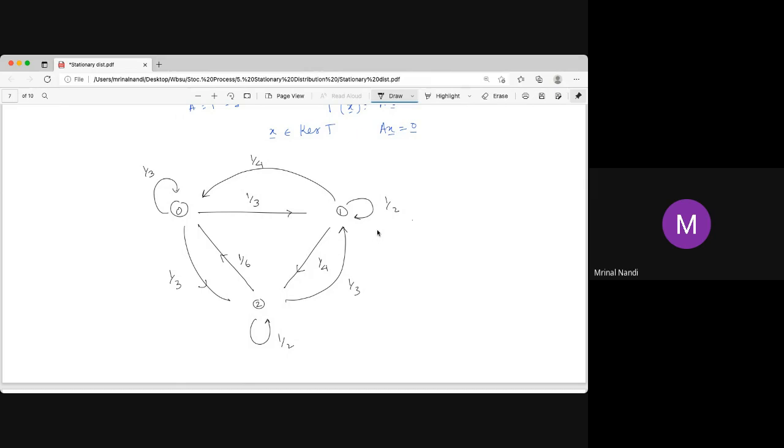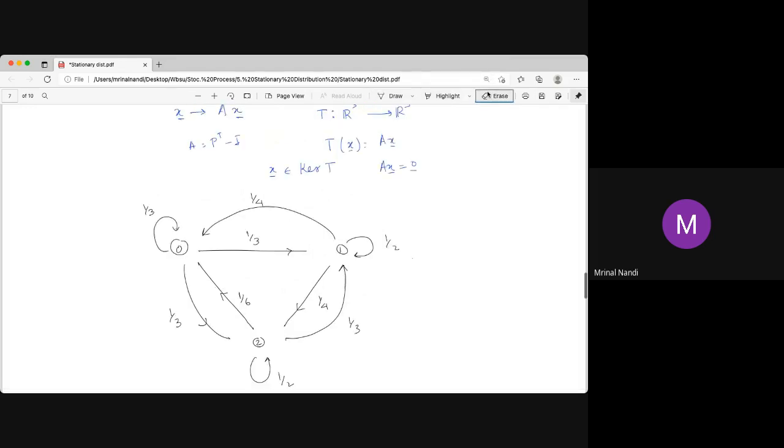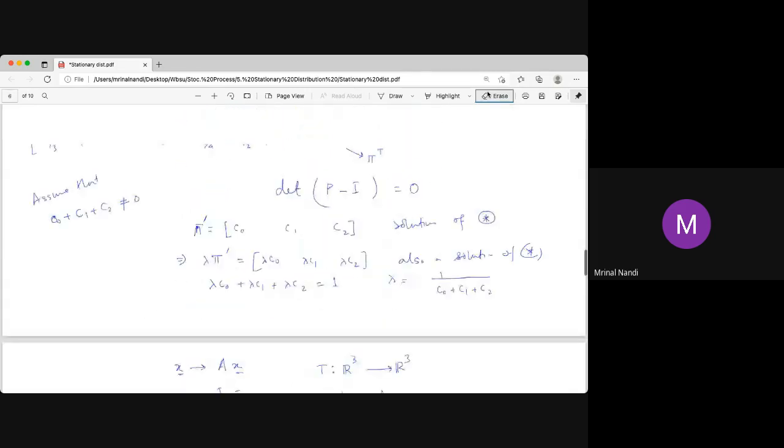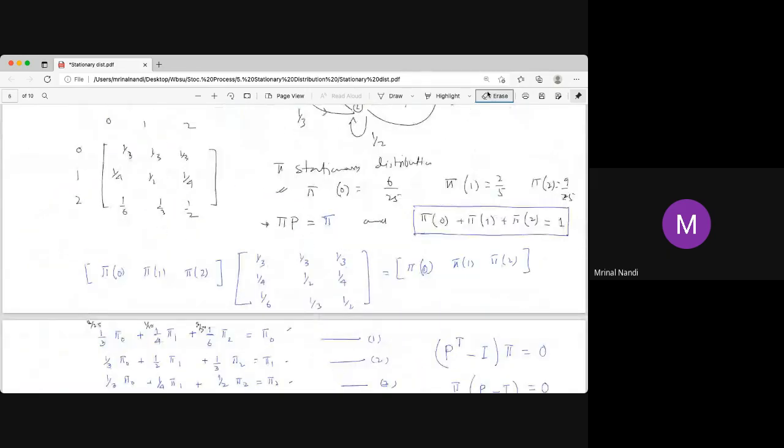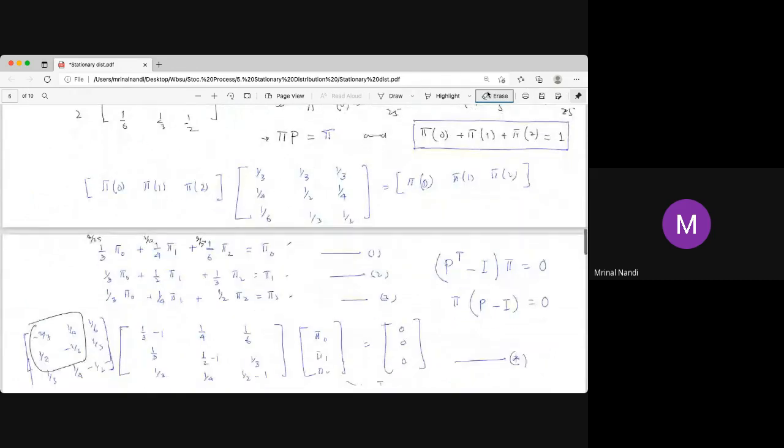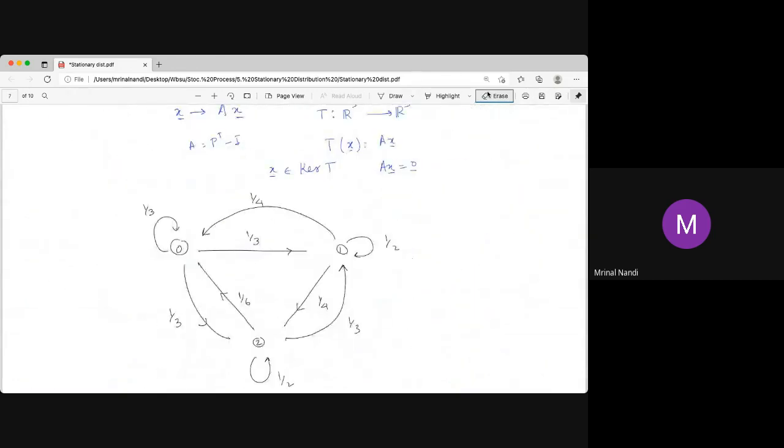Actually, it's like an expectation. With probability half, 3 balls will be there, and 1 ball will pass to 0, and 2 balls pass to 1. Now, consider there are 25 balls. What is the stationary distribution? The distribution is 6 by 25, 10 by 25, and 9 by 25. So 6, 10, 9.